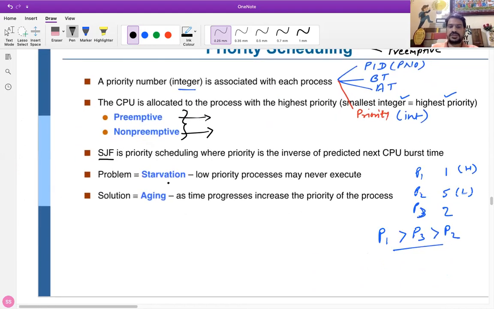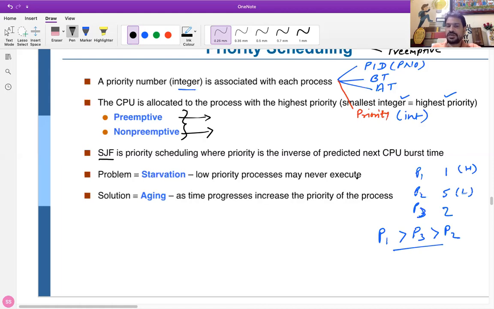Now the problem of starvation is also there. How is it there? A low priority process may never execute. It means higher priority will get the chance. Let's say a process which has the higher priority is running right now, and a new process comes which has an even higher priority than the running one. Definitely the running process will be taken out of the CPU if we are using the preemptive flavor of priority scheduling.